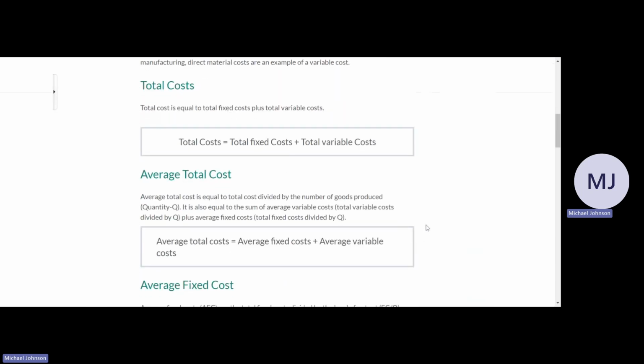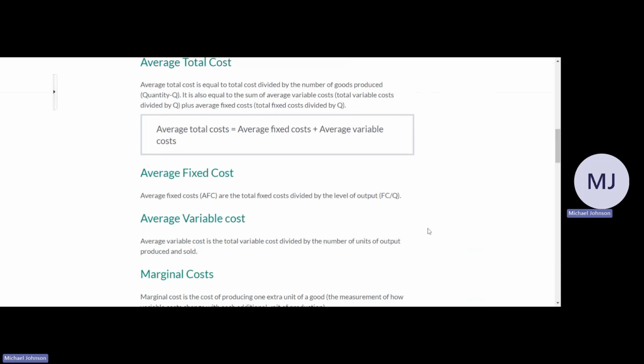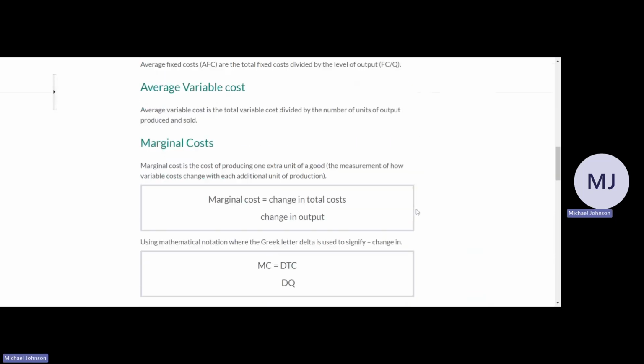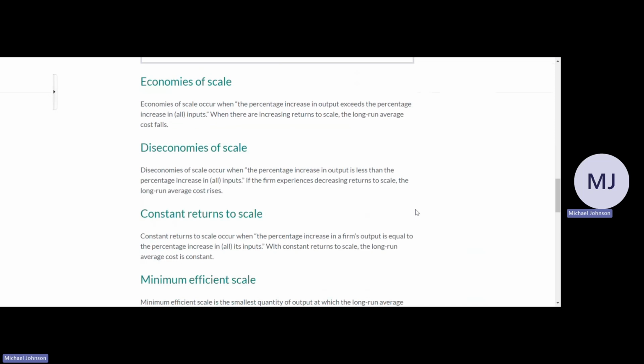Total costs are total fixed costs plus total variable costs. Average total cost is average fixed cost plus average variable cost. It could also be calculated as total cost divided by quantity. Average fixed cost is total fixed cost divided by the level of output. Average variable cost is the total variable cost divided by the number of outputs produced and sold. Marginal cost is the change in total cost divided by the change in output.